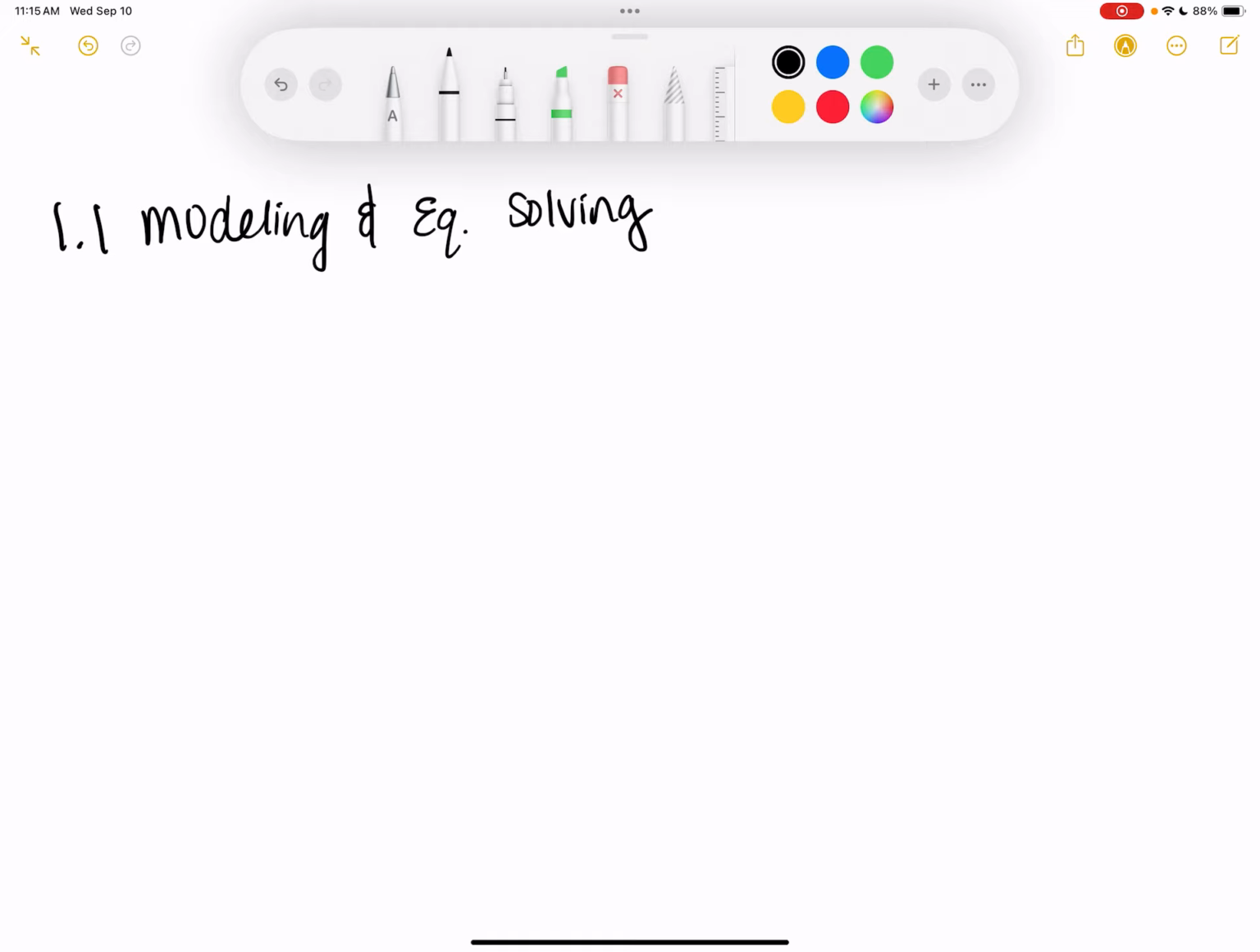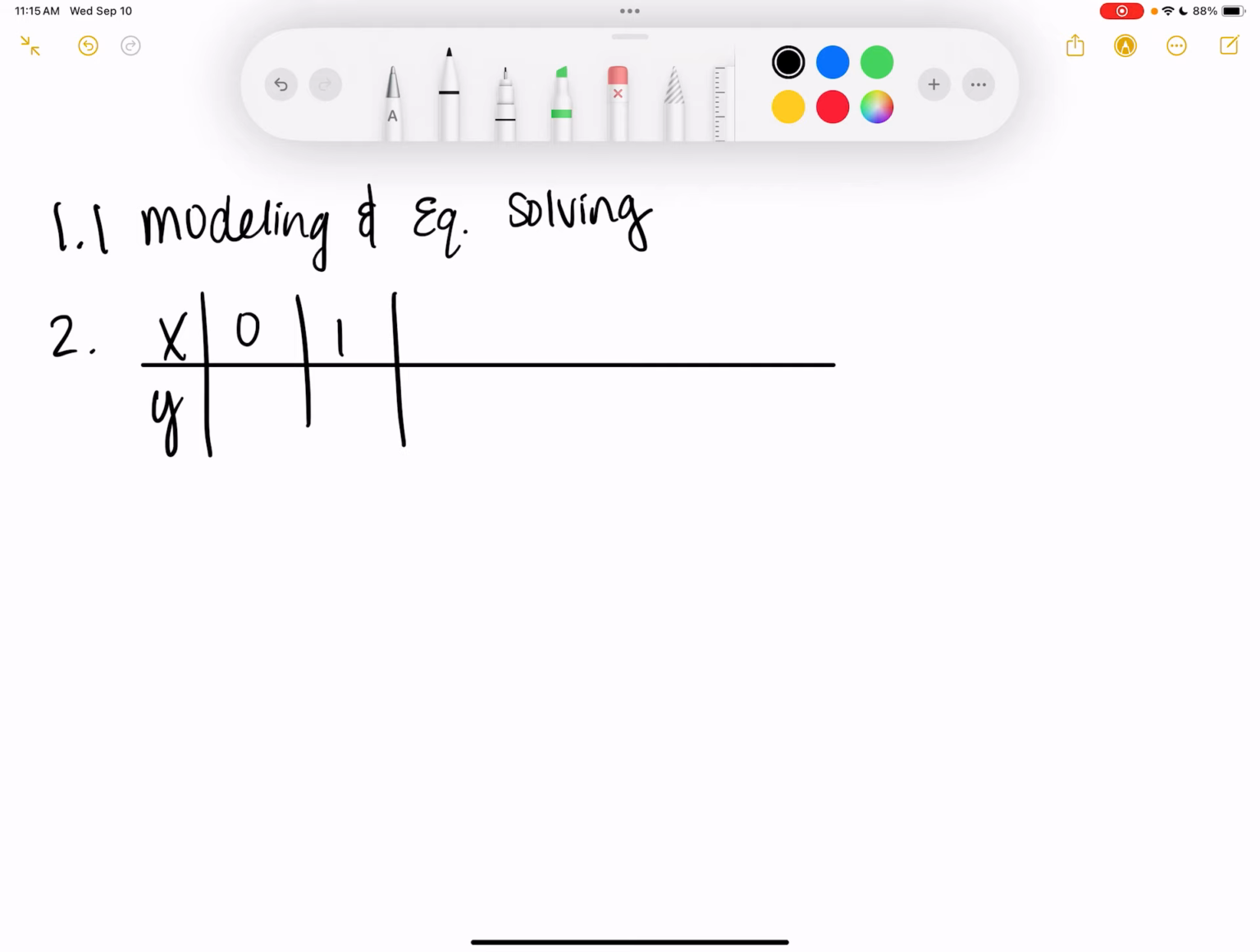Okay, so they give us a table. Oh, I guess I should write the number first. With the numbers 0 through 5 for X. And then Y is 2, 3, 6, 11, 18, and 27.